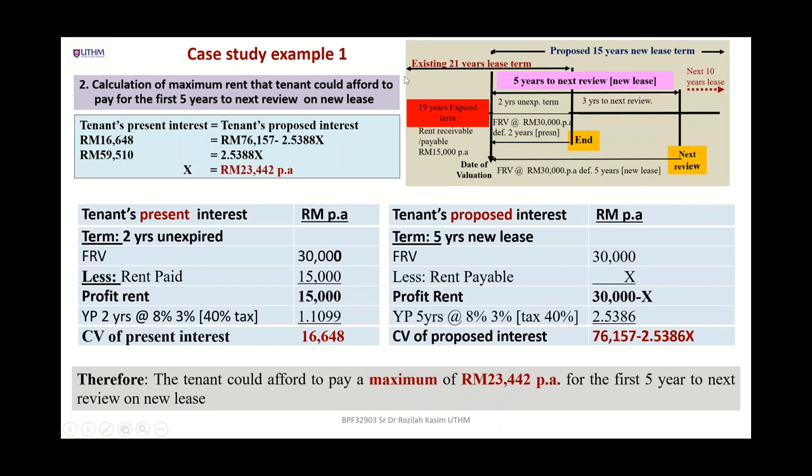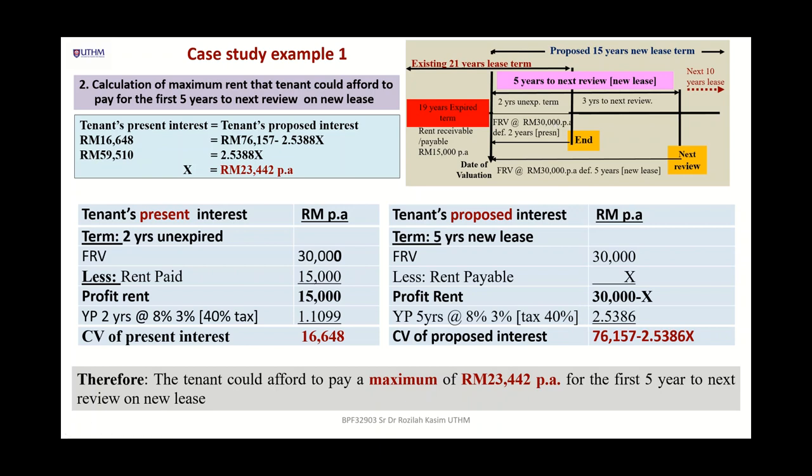From the tenant's perspective, under the existing 21-year lease, the tenant knows that they still have the remaining 2 unexpired years of the term. For these 2 years of unexpired term, the tenant pays $15,000 per annum for the next 2 years. And the tenant is fully aware that the market rent for this type of property is $30,000 per annum.